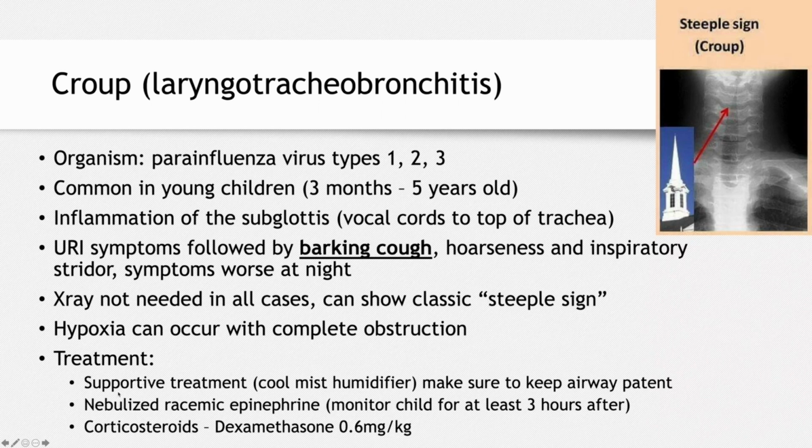Also, if they're severe enough in the ER, we give them a nebulized racemic epinephrine. And when we do that, we actually should monitor the child for at least 3 hours to make sure there's no rebound closing of the airway or tachycardia because of the epinephrine. And last but not least, we give the children dexamethasone, so corticosteroid, 0.6 milligrams per kilogram. We can give that orally or IM or IV, depending on the patient.